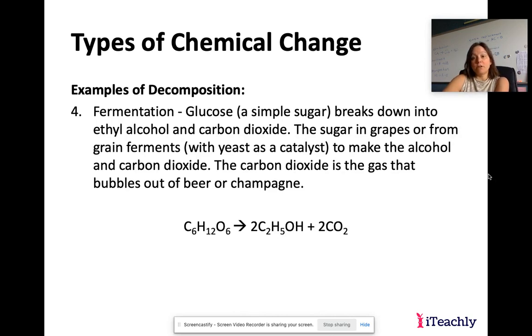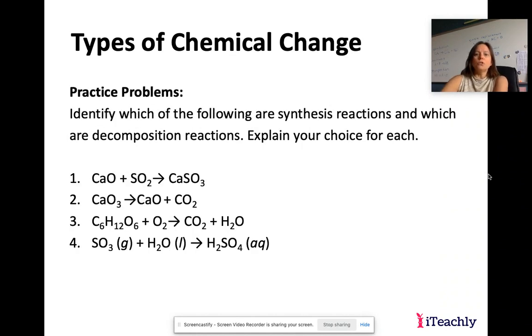Fermentation is actually a very common, well-known decomposition. So fermentation would be the opposite of photosynthesis, where we're taking the sugar and actually breaking it down into smaller parts. So fermentation, again, is used when we're making breads and beers and the like. And so again, we need yeast typically as our catalyst. And so we're taking a big compound and making it smaller. So go ahead and look at these and see if you can identify these as synthesis or decomposition.